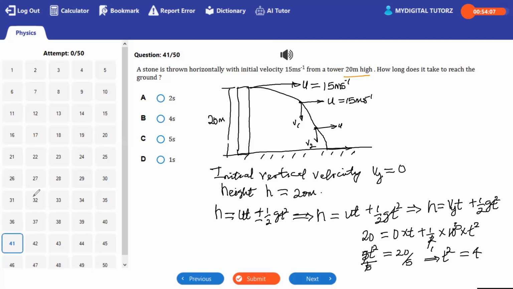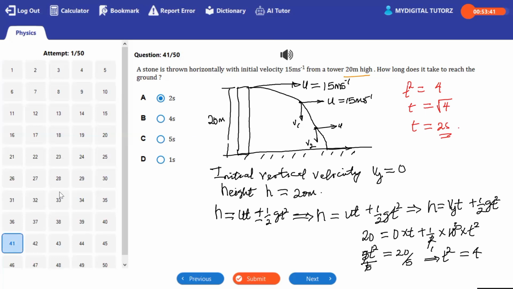So if t squared is equal to 4, in that case, let's come here. We have t squared equal to 4. That implies t is equal to root of 4. So t is equal to 2 seconds. I hope this is understood. So in that case, our correct option here is option A, which is 2 seconds. I hope this is understood. So moving on.